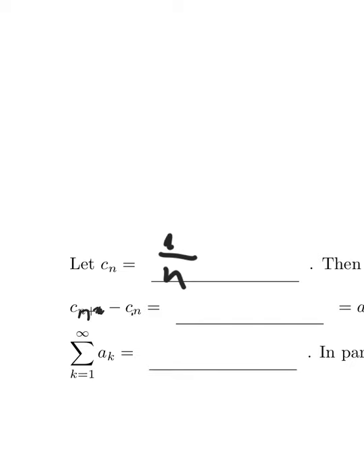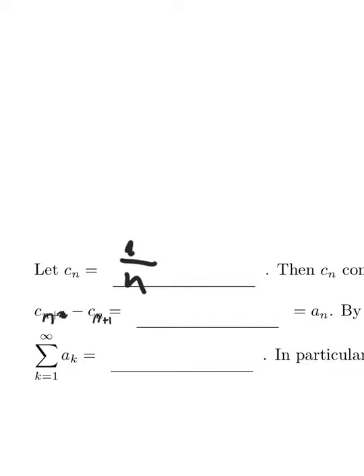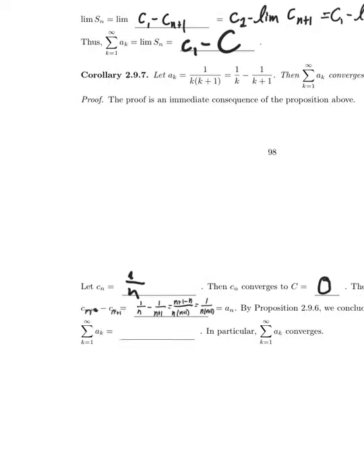So let's compute cn minus cn plus 1. By the definition of all of these things, cn is 1 over n minus 1 over n plus 1, which is equal to, getting a common denominator, n plus 1 minus n all over n times n plus 1. Well, that's 1 over n times n plus 1, which is exactly an. So what have I done now? I have shown the existence of a sequence cn, which converges to 0, and which satisfies that cn minus cn plus 1 is equal to an.